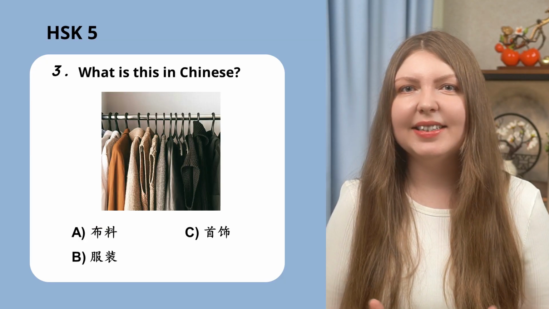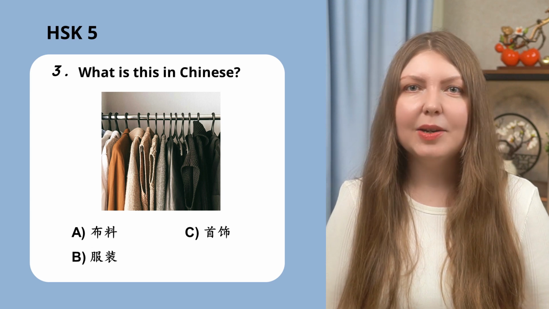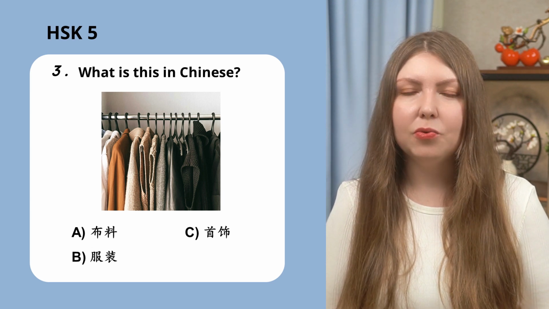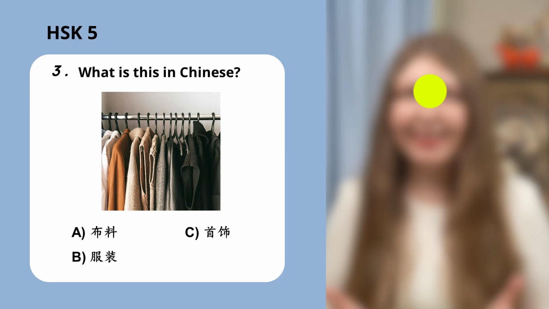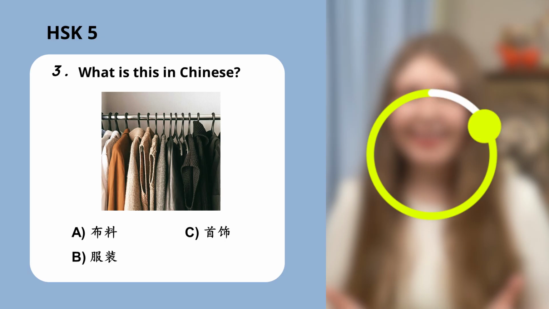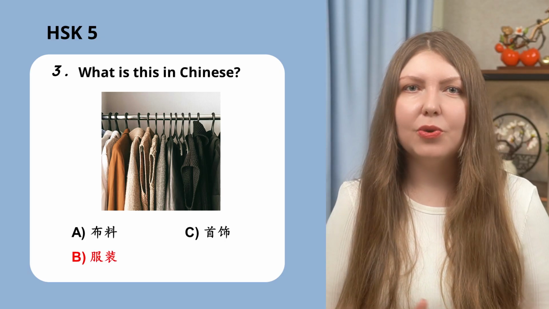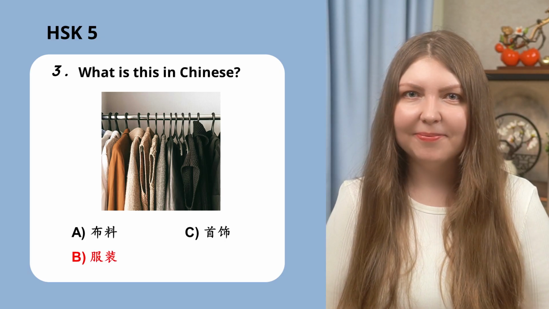What would you call this in Chinese? Is it A, 布料, B, 服装, or C, 首饰? Think about it. That is B, 服装, which means clothing. Nice. Now continue with the sentence section.